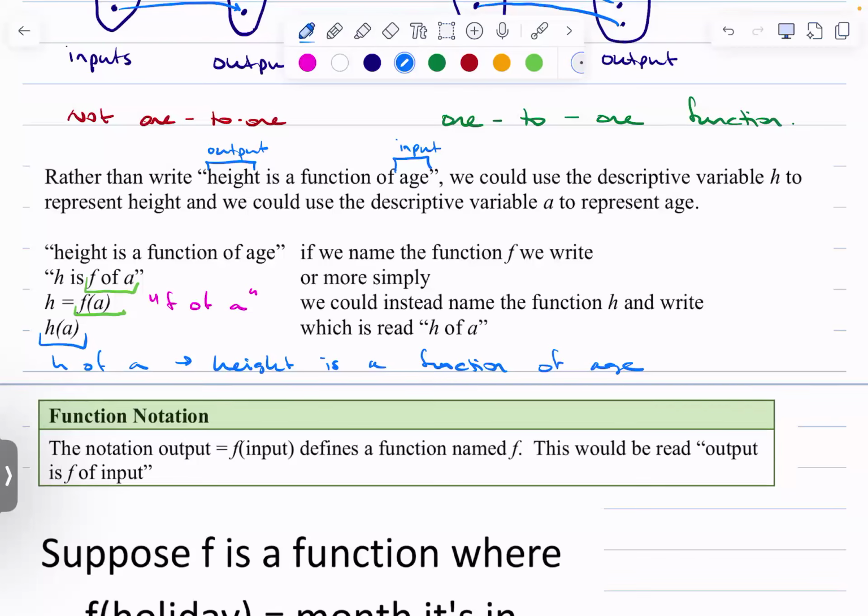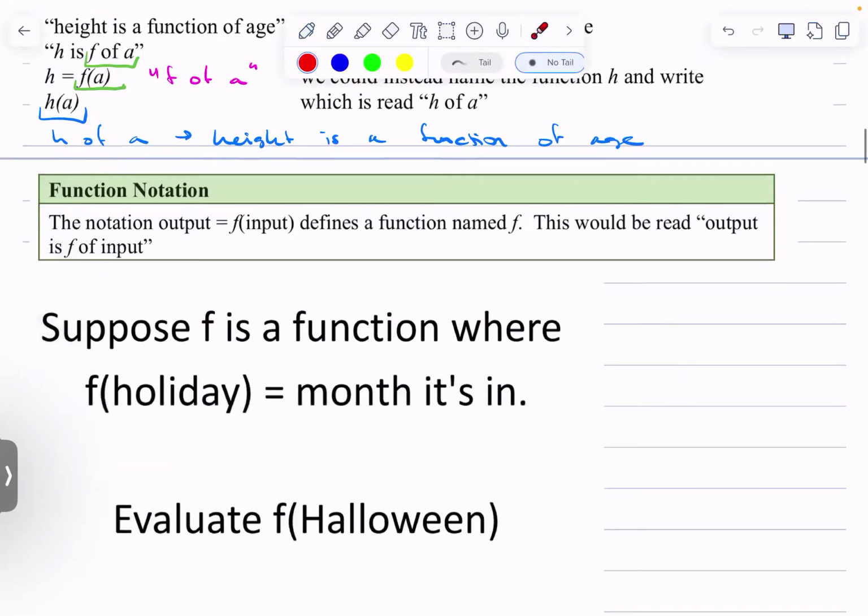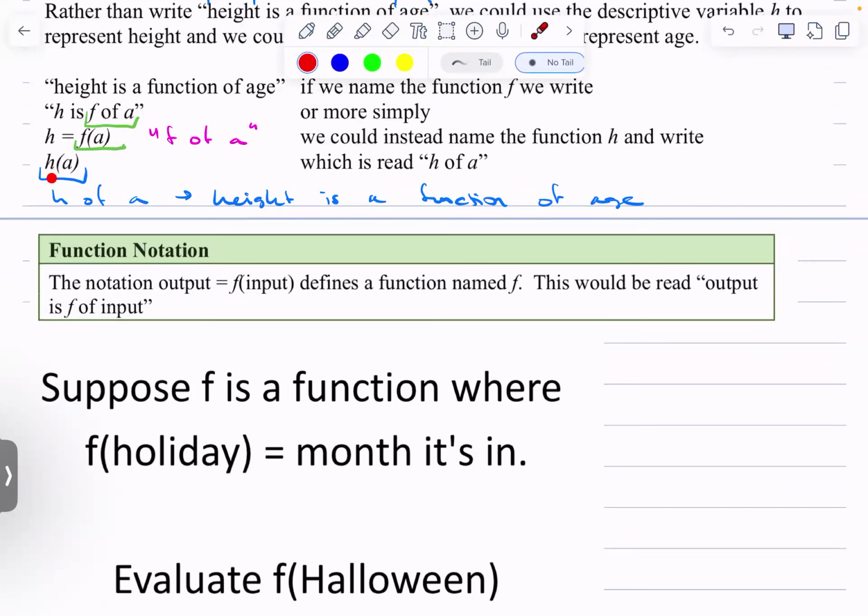So now we have this very nifty function notation, giving us a lot more shorthand. Function notation in general looks like this. You have some output, which is equal to a function of the input. And often we just do this, where we replace the general function with what the input is.